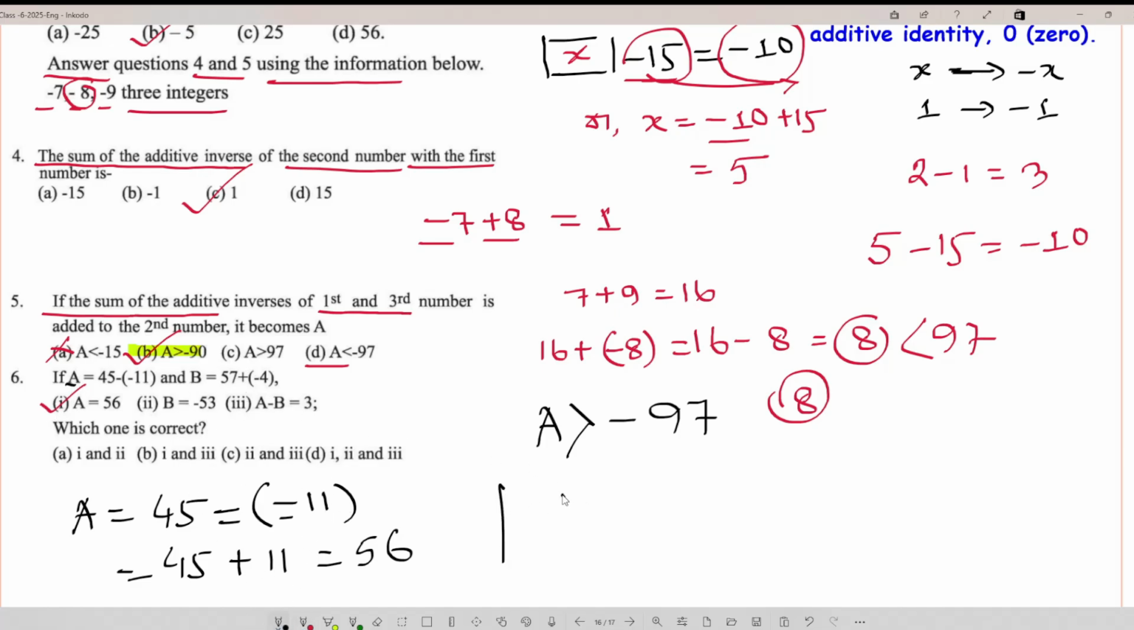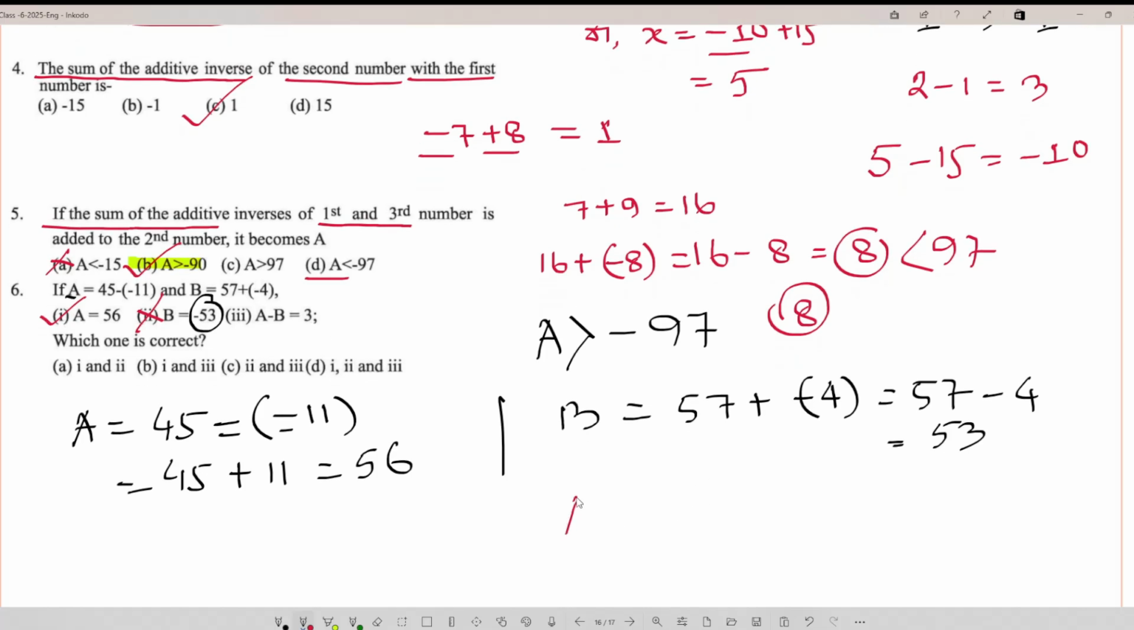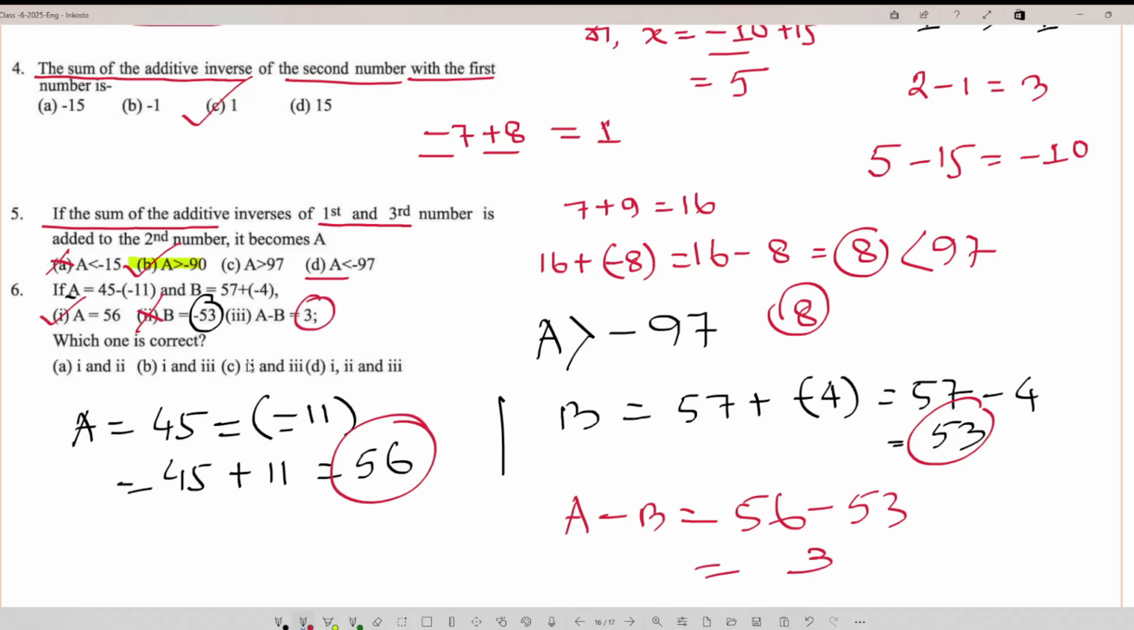Then B, what is this? B equals 57 plus then minus 4. So 57 plus and minus is a minus, then 4. So 57 minus 4 is 53. But here it says minus 53, so the statement is wrong. And number 3 is A minus B equals 3. So look, A minus B. A we got 56 and B we got 53. So minus, the result is 3. So the answer is okay. So our right answers are 1 and 3, which is number B.